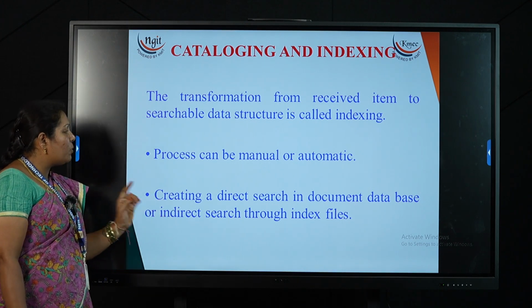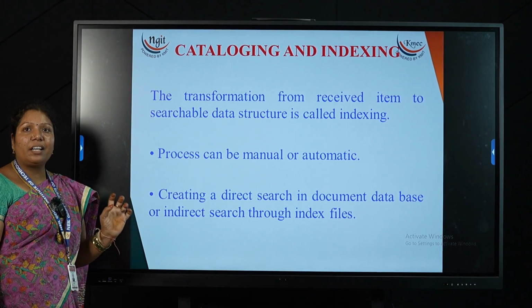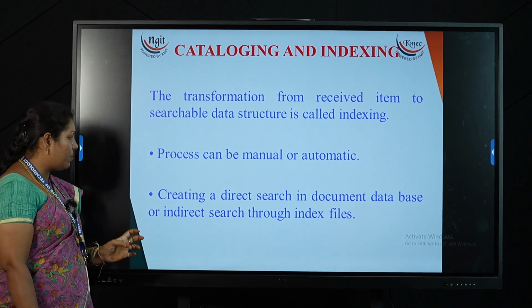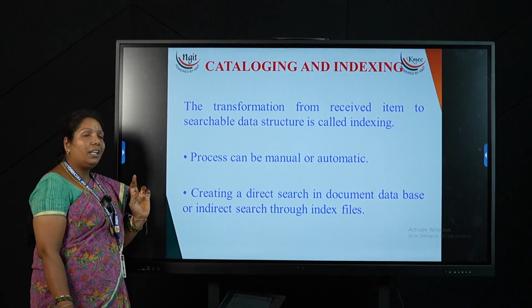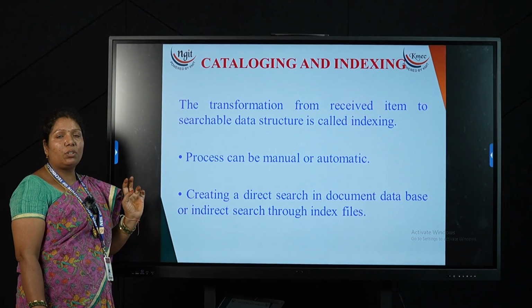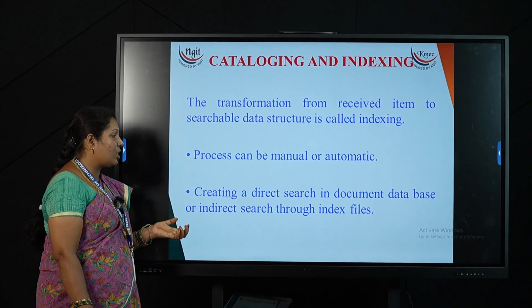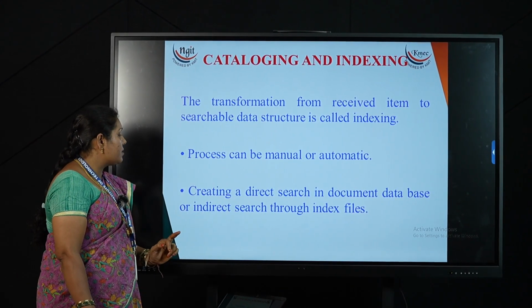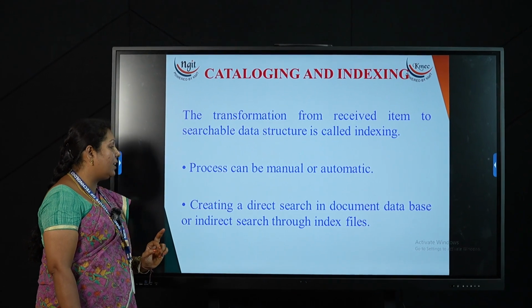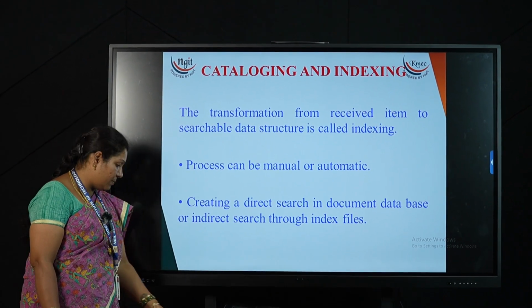The second type of indexing is that you can do a direct search in the document or a database, or you can go for indirect search if you take hash maps or hash tables. These come under the category called indirect search through index files.